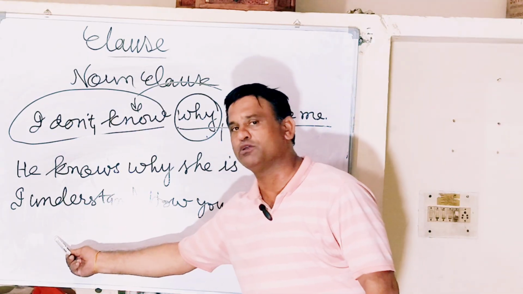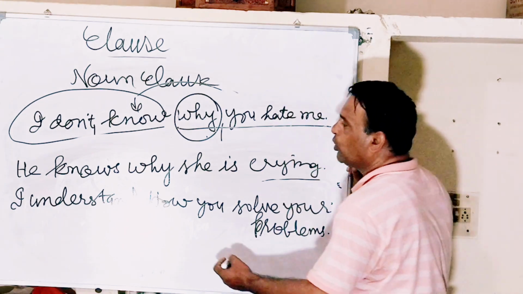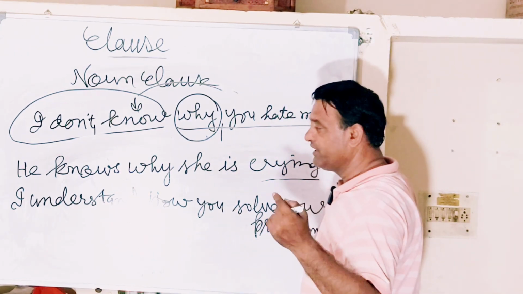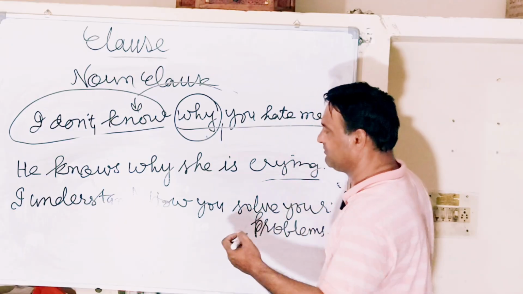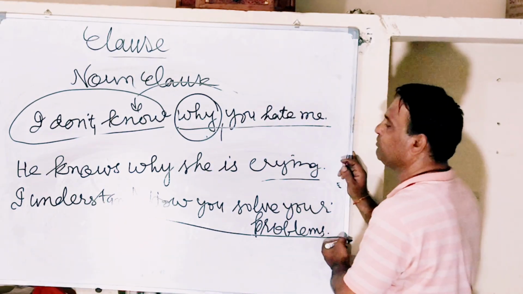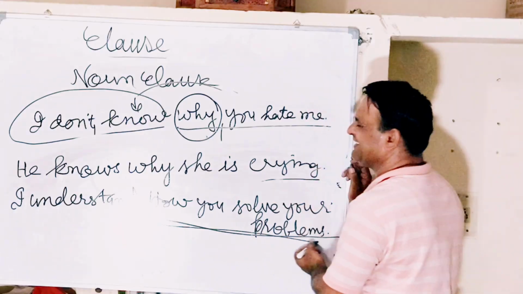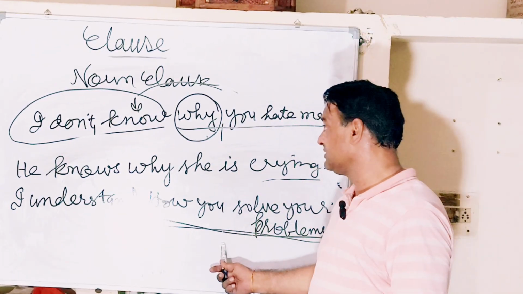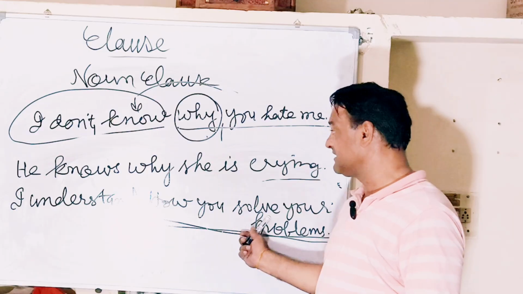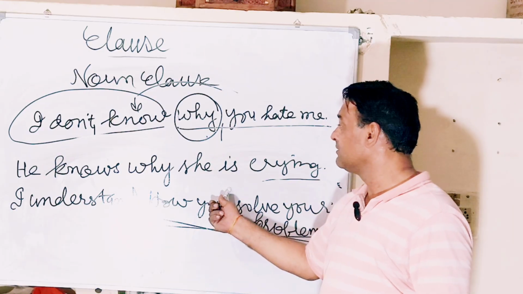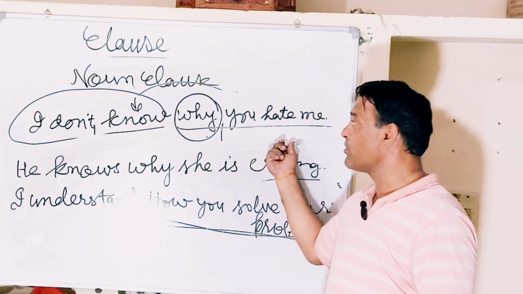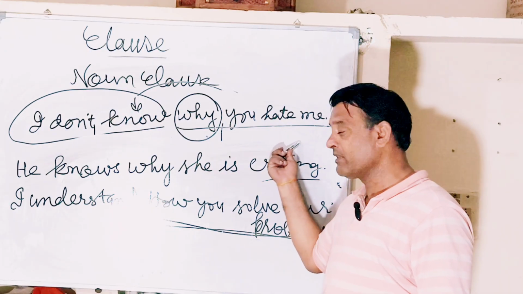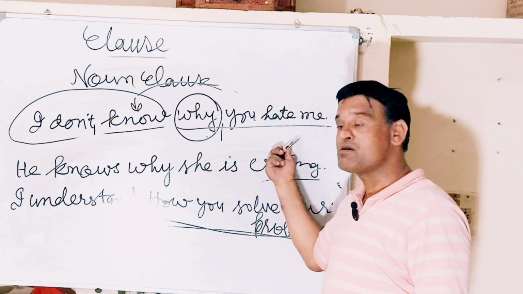आई अंडरस्टैंड मेन क्लॉज है, ठीक है ना. So what do I understand? Question: what do I understand? In simple, in correct grammar, what do I understand? How you solve your problem. The whole clause is a subordinate clause, a noun clause. ठीक है ना. कि तुम कैसे, कि तुम क्यों, ठीक है ना. कि तुम, whether कि क्या, if कि क्या, where कि कहां, ठीक है ना.